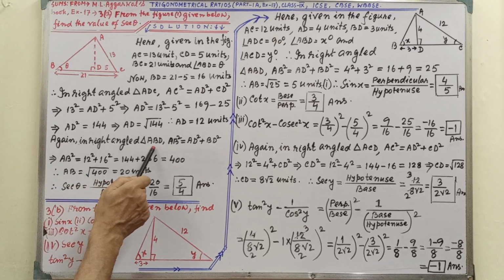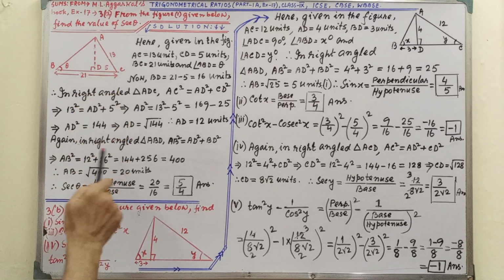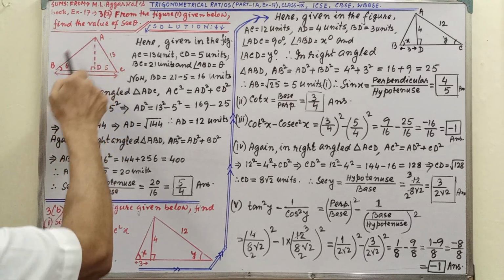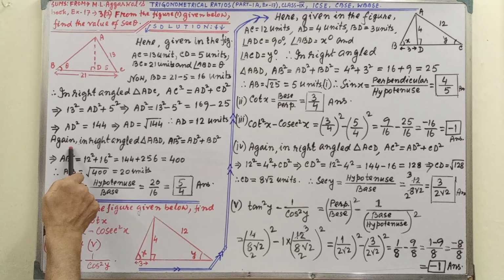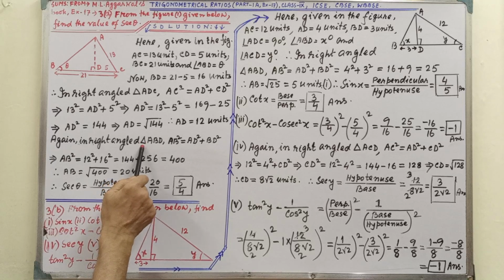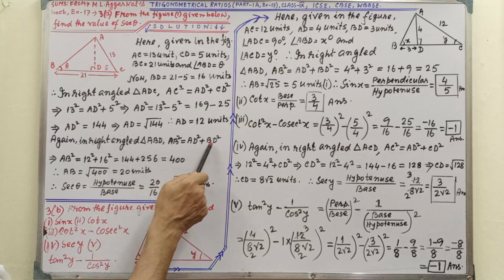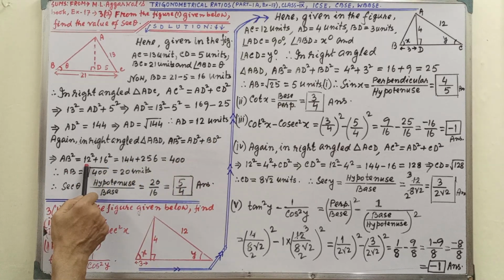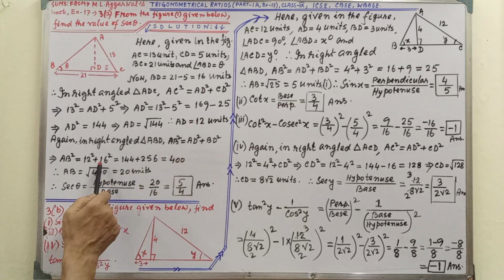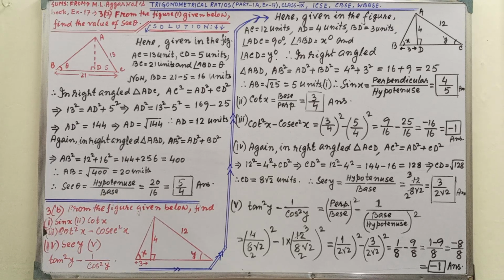Again in right angle triangle ABD. Finally we have to find out sec theta. So for sec theta, we have to find out the length of AB. AB is not given. This is why we have to follow this process. Again, in right angle triangle ABD, AB square equals AD square plus BD square by applying the Pythagoras theorem. AB square equals, AD we have got 12 and BD we have got 16. So 12 square plus 16 square, 12 square equals 144 and 16 square is 256. By adding we are getting 400. Therefore AB equals root over 400, equal to 20 units.